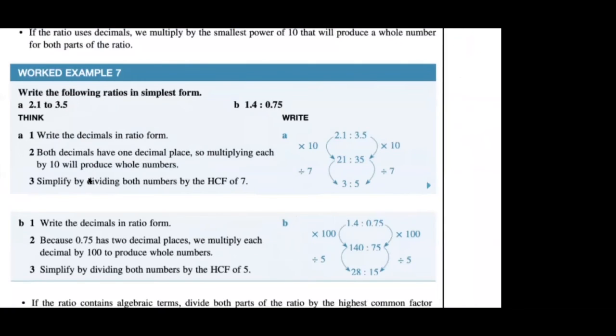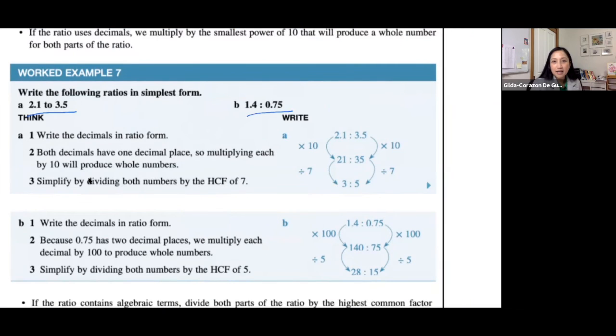What's different here this time? We would be multiplying each of them by 10, and we get 21 to 35. So divide 21 by 7, you get 3. Divide 35 by 7, you get 5. And therefore, your simplest form would be 3 to 5.